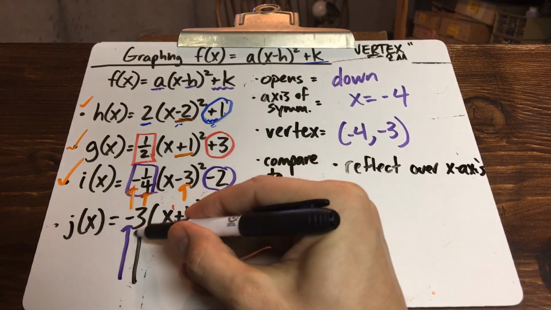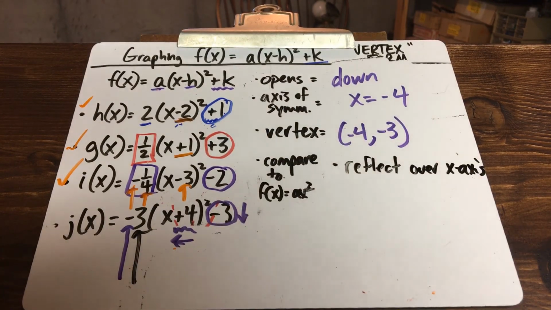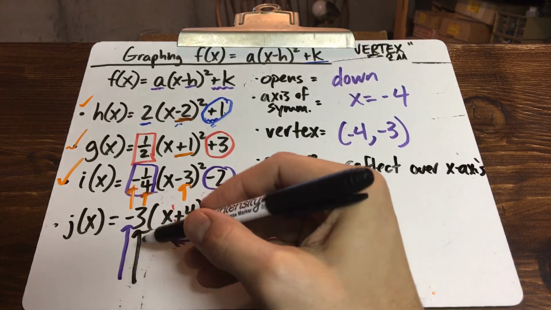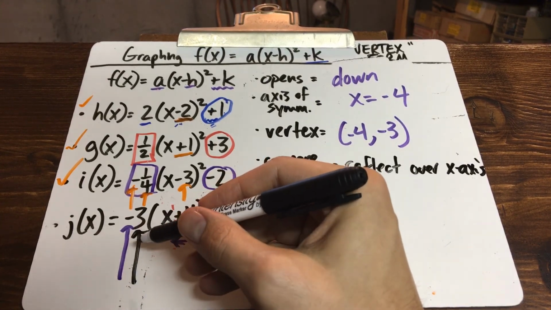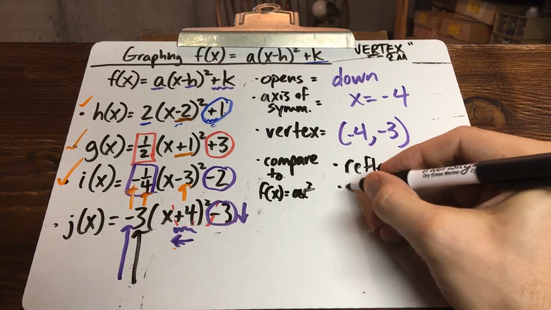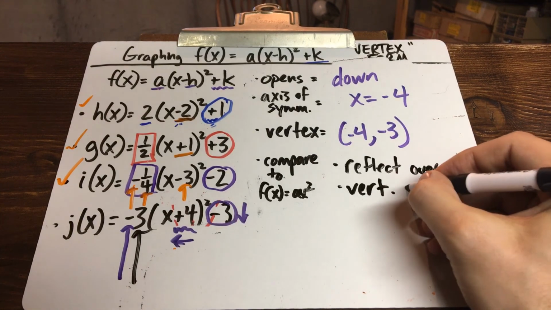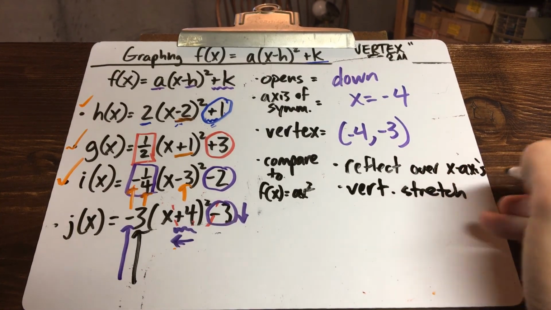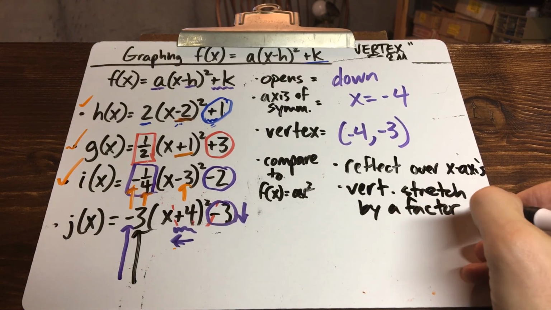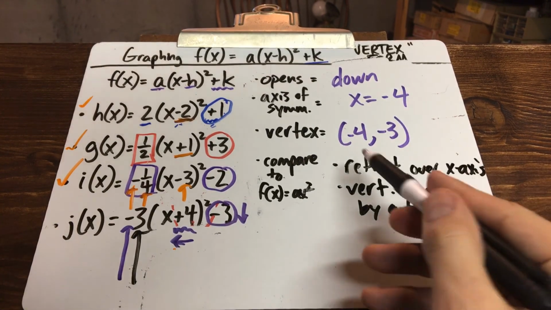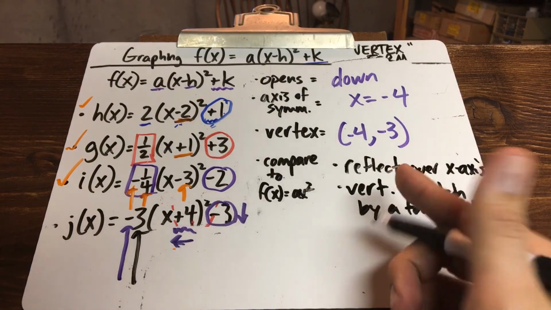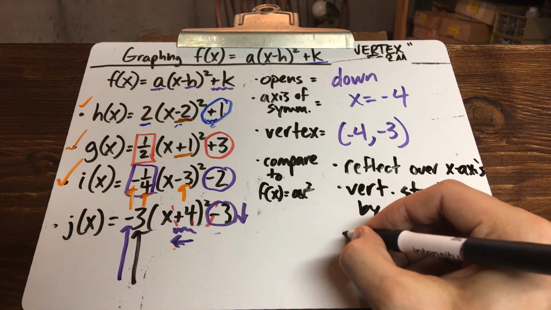Whenever you've got a number out here, you have to describe how much you've made it wider or narrower. When your number has an absolute value bigger than 1, you call it a vertical stretch by a factor of 3. You don't have to say the negative. The negative is taken care of up here with our reflection terminology. So vertical stretch by a factor of 3 means we made it 3 times closer together, more narrow.